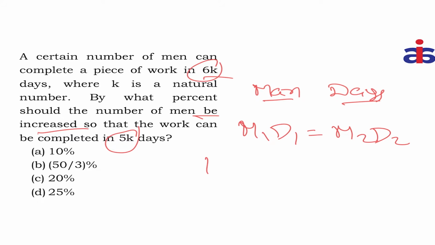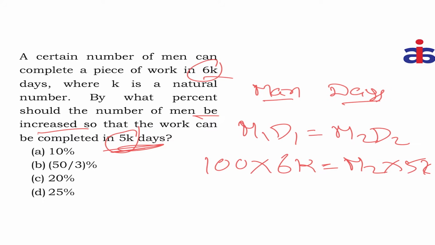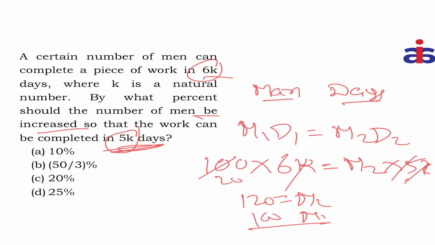So 100 persons are there, and the days given are 6K, and M2 should be found out. When D is 5K, that is the new time, what is M2? KK cancels, 5 ones, 5 20s, it is 120. So M2 should be 120, but M1 is already how much? 100. So how much should be increased? 20. So that is 20%, you can say, right?